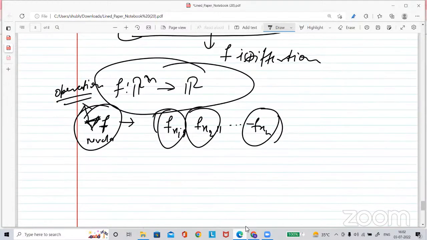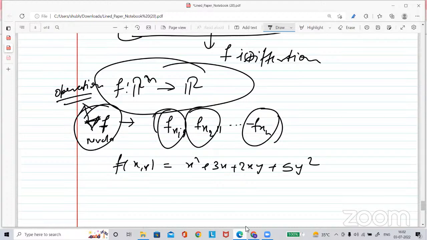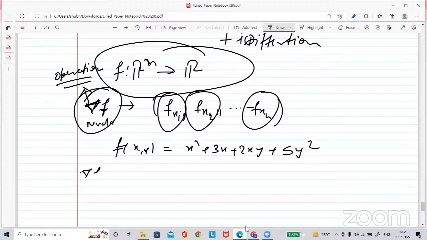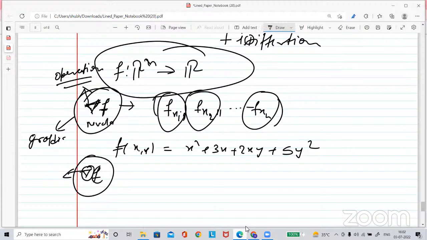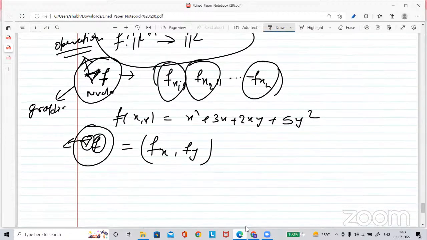So suppose we have a function f(x, y) equal to x square plus 3x plus 2xy plus 5y square. Once you apply this operator, this is called the gradient. So the whole thing is called the gradient of f. The single symbol is called nabla, and you are applying this operator on f. The gradient of the function is just finding the partial derivatives and writing them coordinate wise.